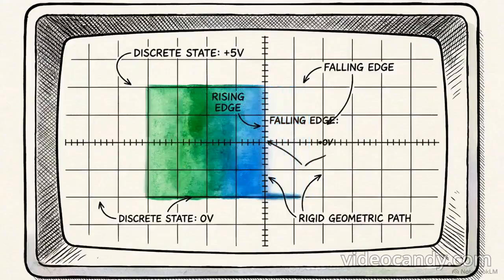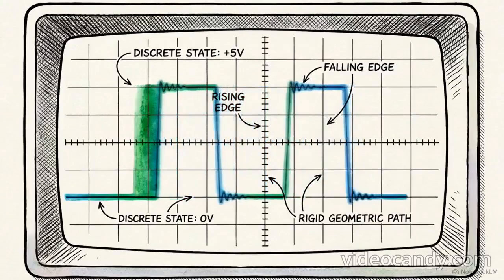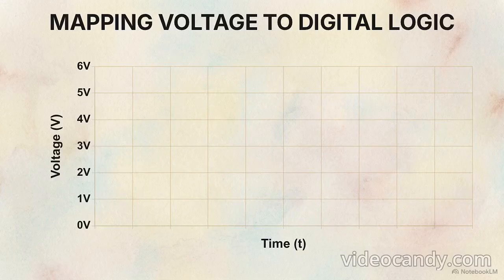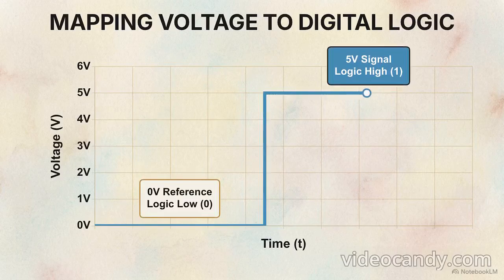Analog electrical signals flow through wires as continuous, varying currents. But to compute, we force that chaotic energy into rigid, discrete states. In standard logic families, we map a flat 0 volts to represent a logic low, or a binary 0. A full 5-volt signal represents a logic high, or a binary 1.